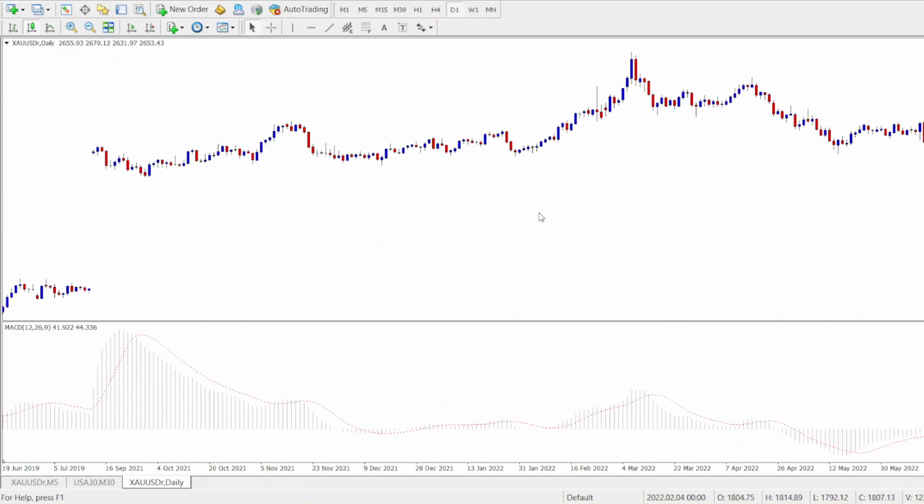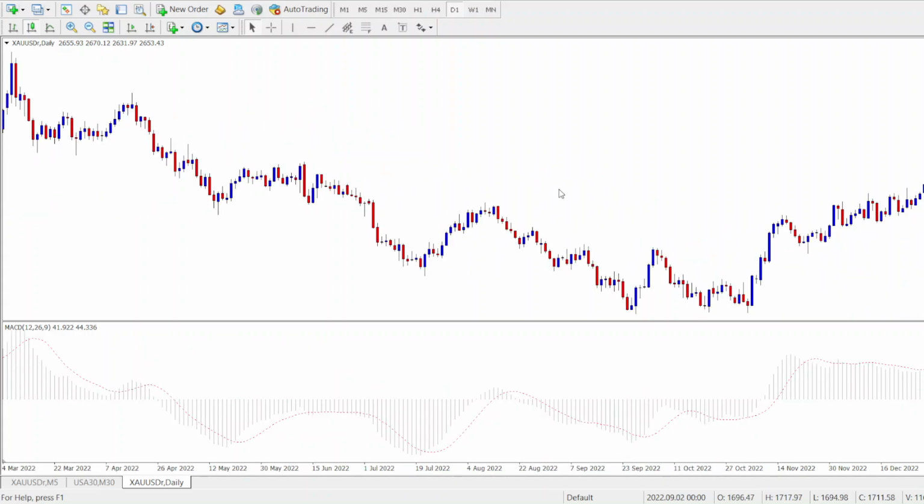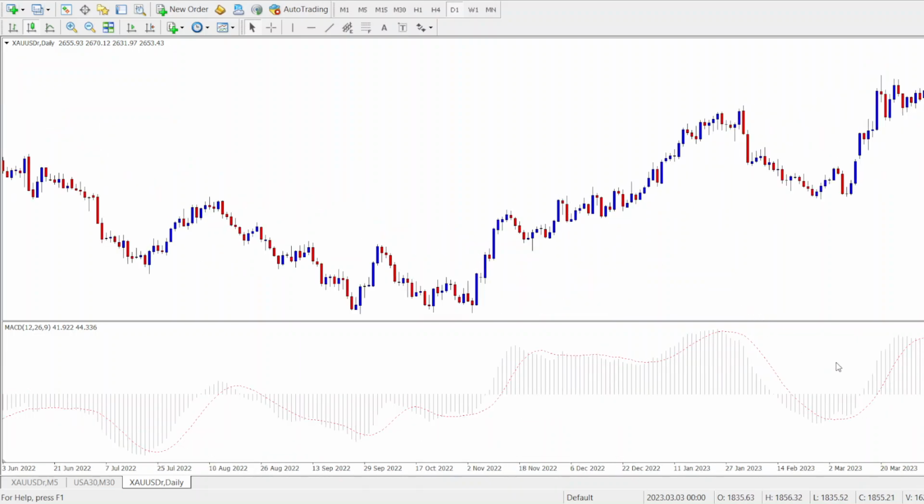So now, how do you identify buy opportunities with the MACD? We can see that the MACD has a zero level. This is the indicator window, and we can see a zero level around here. Now, when the MACD line crosses above the zero level after the histogram bars have already begun to form, it shows that there is bullish momentum.